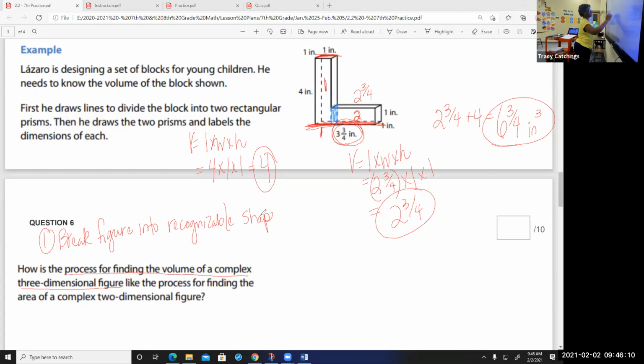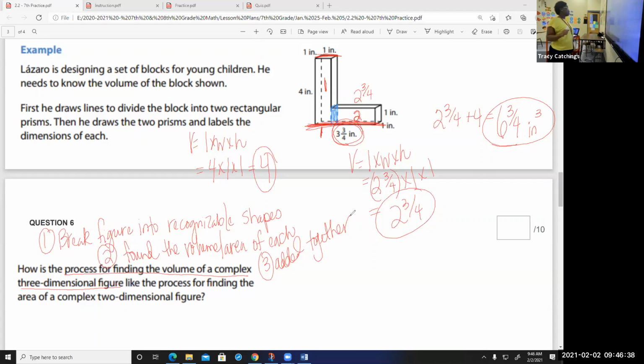And we also did the same when we did the area of complex figures. The first thing we did was we broke the figure into recognizable shapes. Kennedy just told us we found the volume of each. And I'm going to include area. They want to know how the process is about the same. And then add it together.